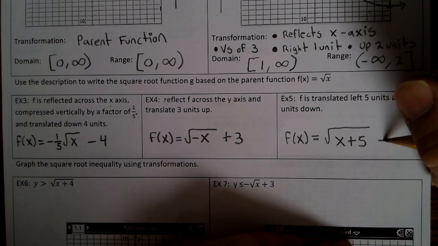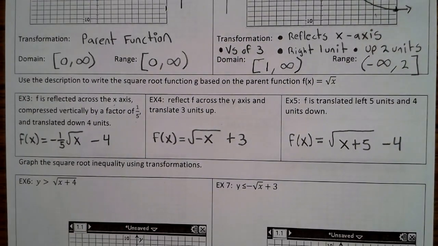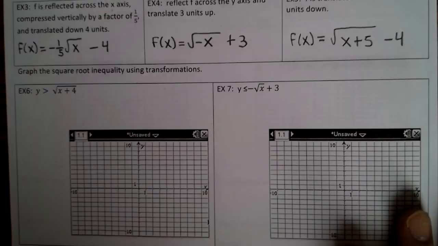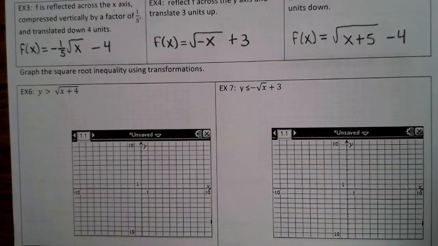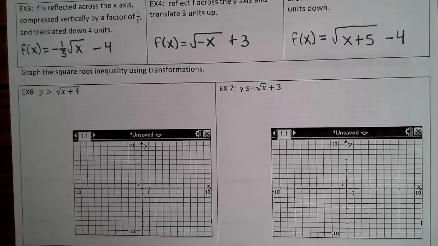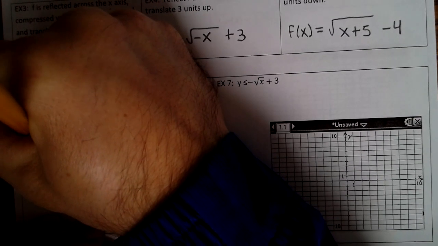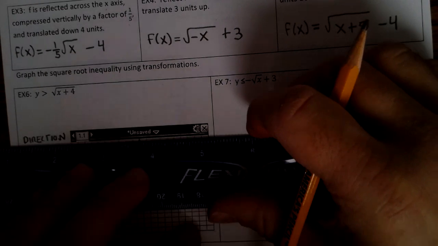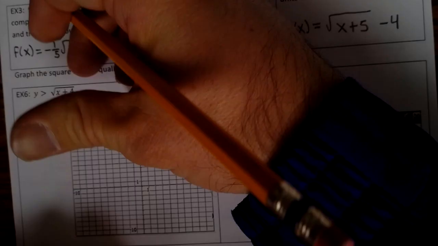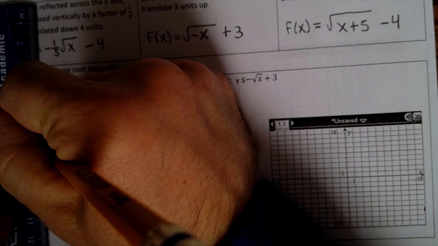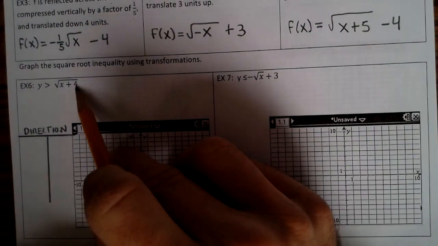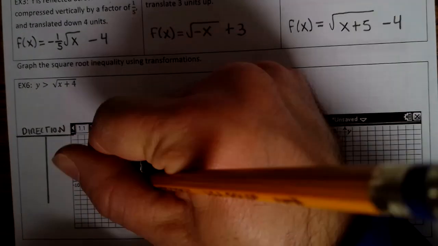All right, let's take a look at example 6 and 7. Graph the square root inequality using transformations. Okay, so we're going to graph by direction. So now we move the vertex. So that plus 4 means we go left 4. So 1, 2, 3, 4. Now we know that's our new h and k.